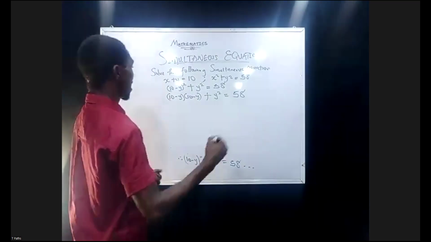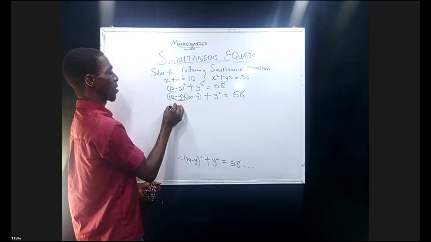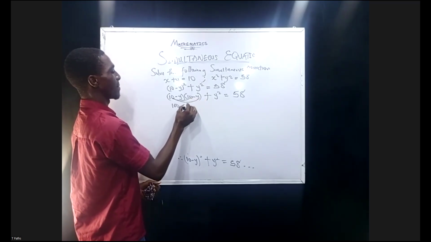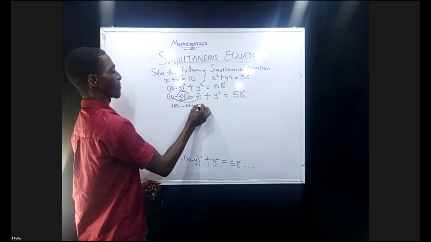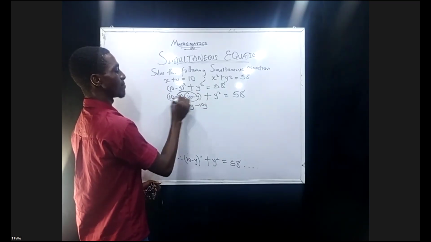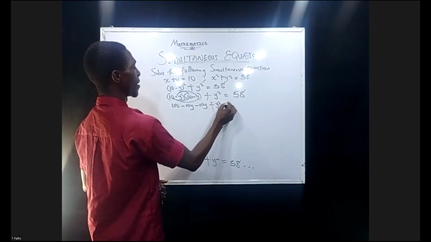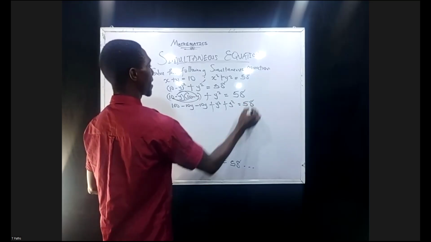At this point, to expand this bracket, we say 10 times 10, 100. We say 10 times minus y, minus 10y. We have the minus y here times 10, we have minus 10y. Then we have minus y here times minus y. The minus and minus make what? Positive. Then we have y squared, then plus this y squared equals 58.